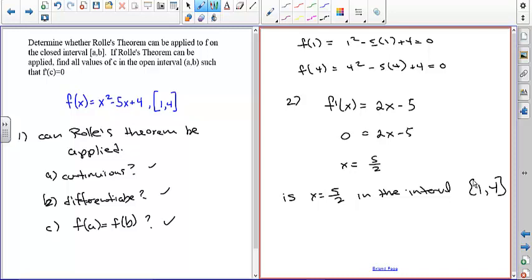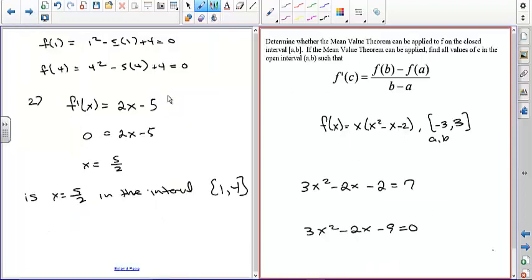Because there is a value of x between 1 and 4 where the slope equals 0, we've confirmed that Rolle's theorem applies for this particular case. But since it's a theorem, we know it applies every time. Anytime you have these three things happening, there should be some value of x between A and B where the slope goes to 0.